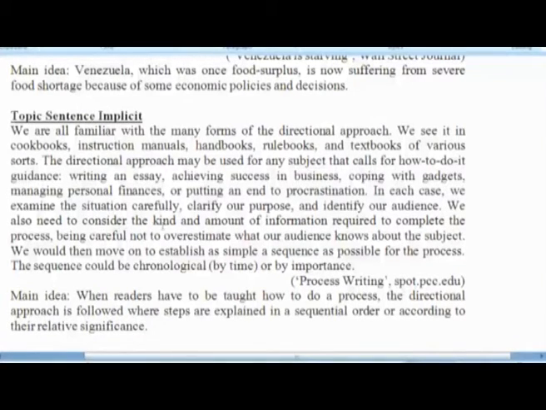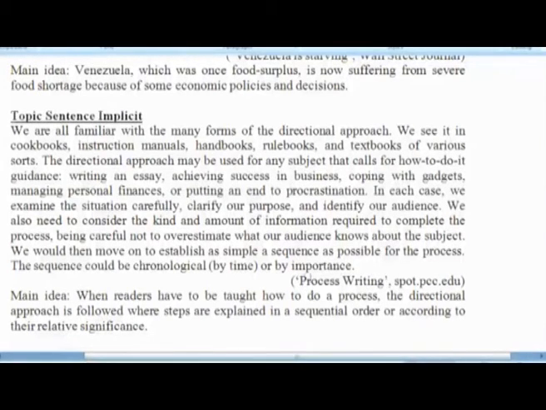We also need to consider the kind and amount of information required to complete the process, being careful not to overestimate what our audience knows about the subject. We would then move on to establish as simple a sequence as possible for the process. The sequence could be chronological by time or by importance.